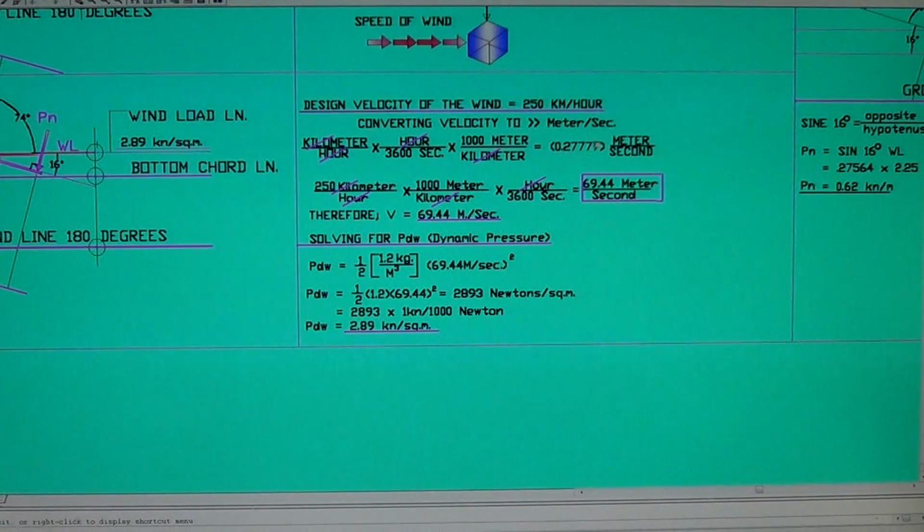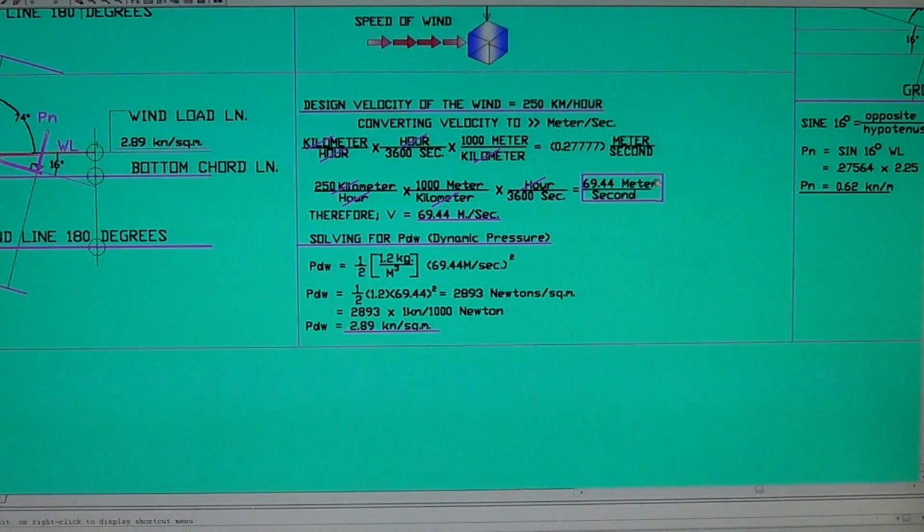For the shortcut method, multiply the kilometers per hour by 0.27777 and you get meters per second. So that's how we convert that. Converting, we get 69.44 meters per second, the equivalent of the design wind velocity.